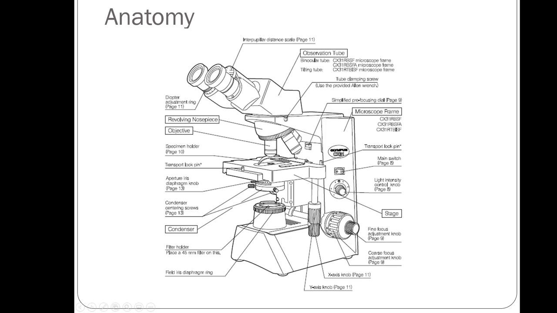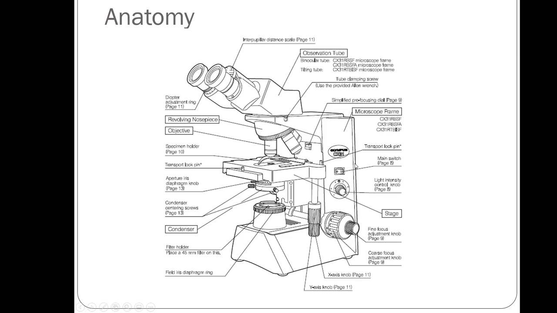So the slide would go here. This is where the light is coming from. The light is projecting upward. And then we have this thing here called the condenser, which concentrates the light beam on the specimen. And then we can also adjust what's called the aperture iris diaphragm knob. And this little lever goes back and forth. This can help with contrast and sometimes resolution. We'll talk about those terms in a moment.